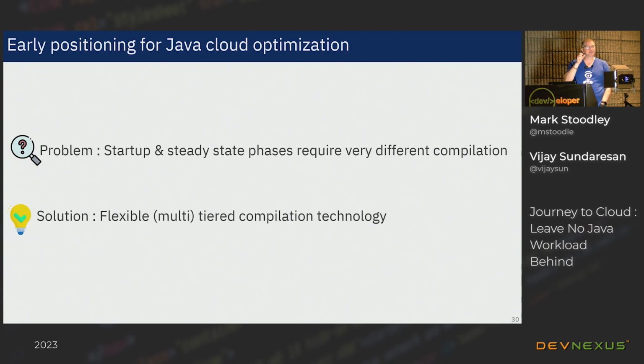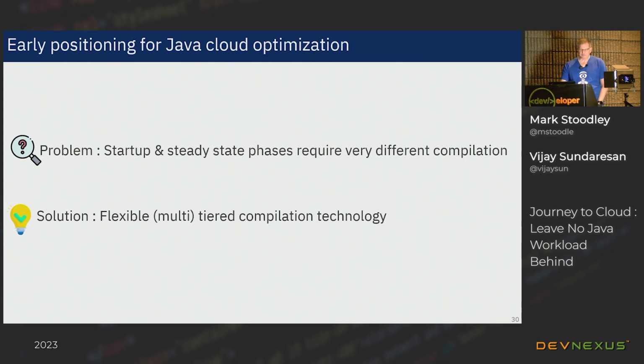so the problem, as I stated, was this tension between the startup and ramp up compilation workloads and the steady state workload, right? Like how do you get to peak performance without slowing down your ramp up too much? And so to do that, we use in Semeru Runtimes a flexible, multi-tiered, we've never called it that, but that's what it's called in the Java universe, so we'll use their term, multi-tiered compilation technology.